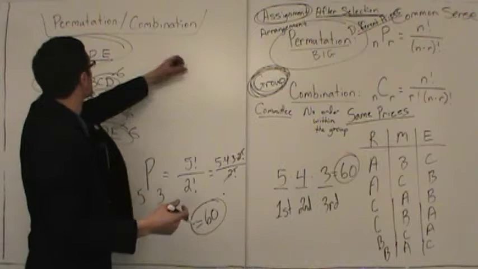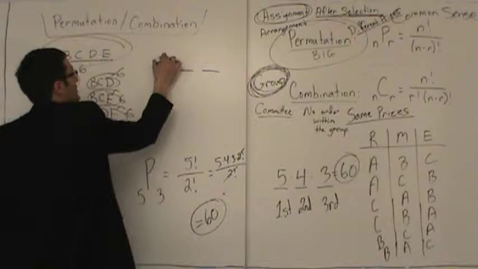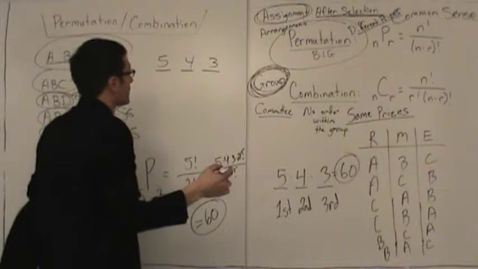Watch, one, two, three. This is not common sense. You have five options for the first person. You have four options for the second. You have three options for the third. But this is going to be too big. This is going to give 60. We know that the answer is only 10 groups.